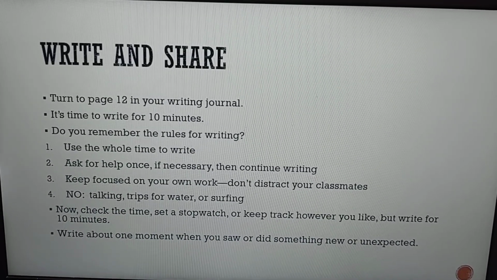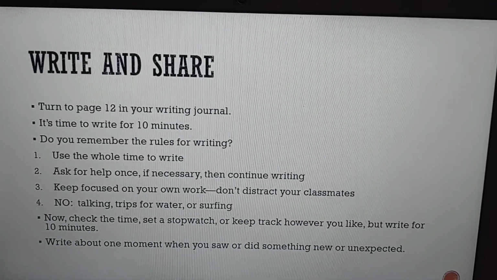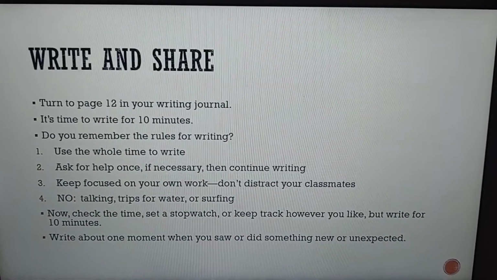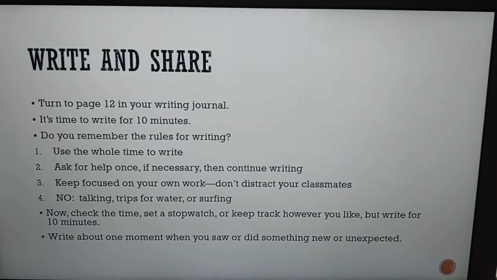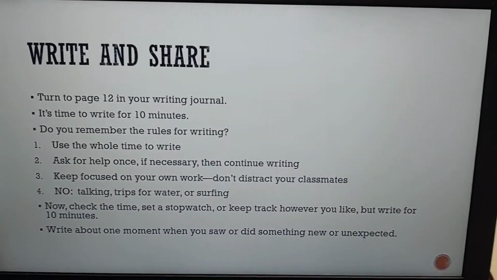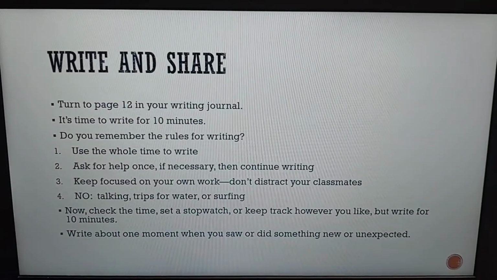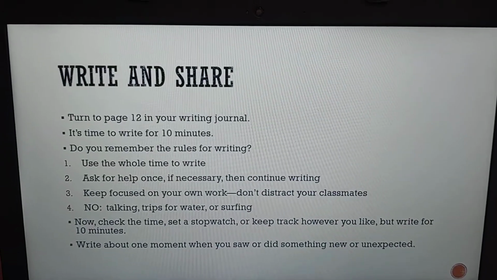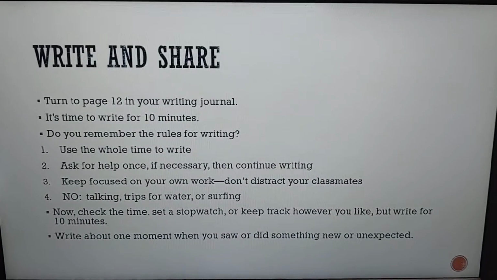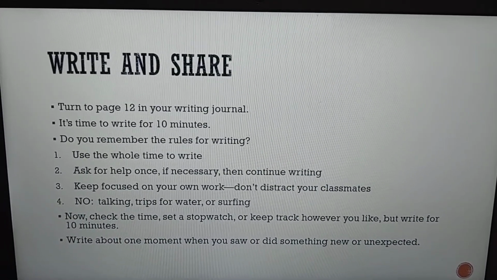Keep focused on your own work. Don't distract people around you. If that's classmates, don't distract them. If that's your parents, don't distract them. Focus on your work. And no talking. No trips for water, no breaks to the bathroom, no surfing. Nothing like that. Gotta keep writing for 10 minutes. Before you begin, check the time, set a stopwatch, keep track however you like, but write for 10 minutes. Now, be on page 12.